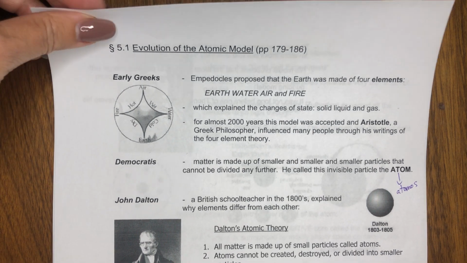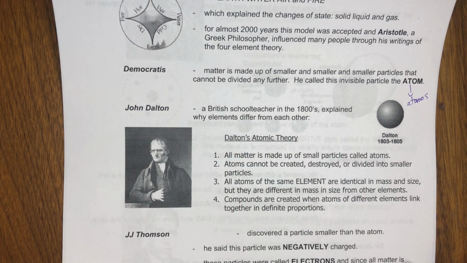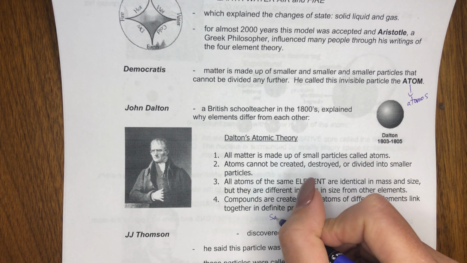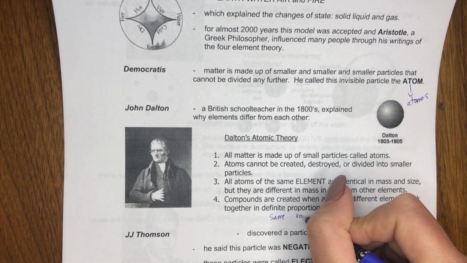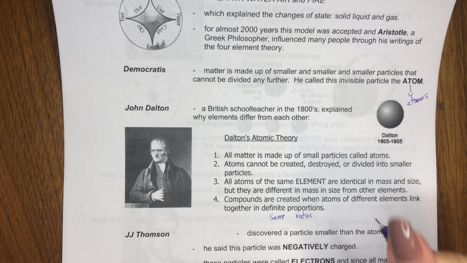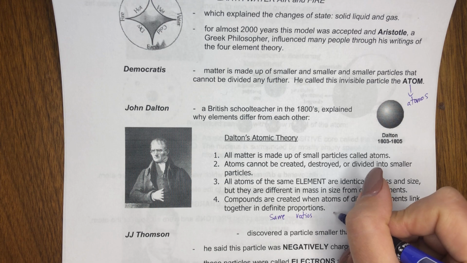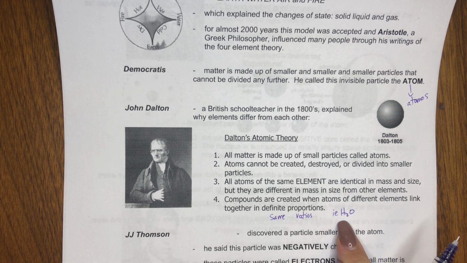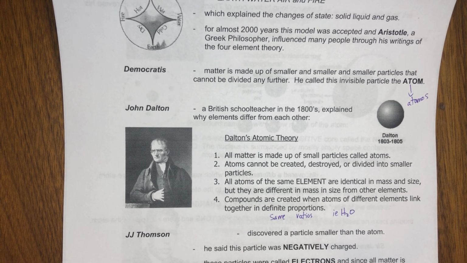Another way to say definite proportions is same ratios. So elements link up in the same ratio every time. For example, H2O, you always have 2 hydrogen atoms linking up to 1 oxygen atom.